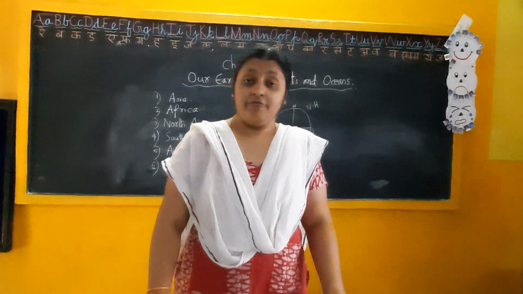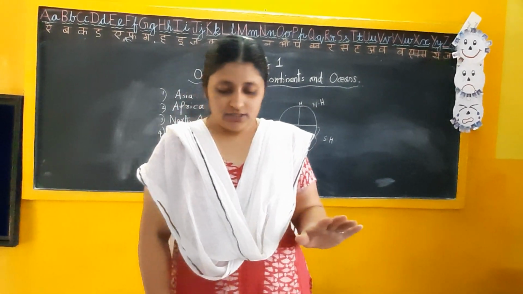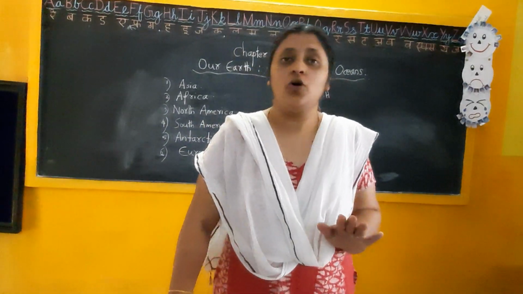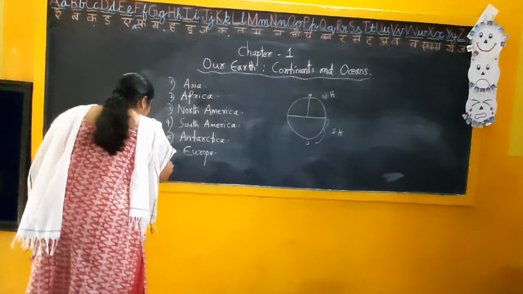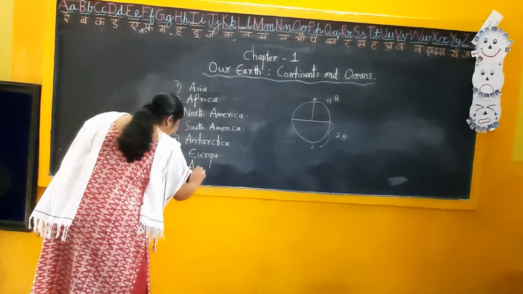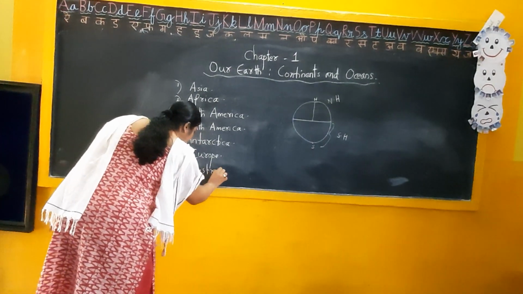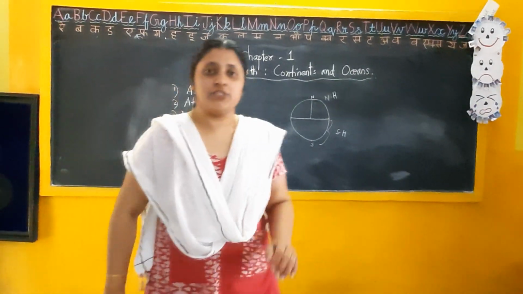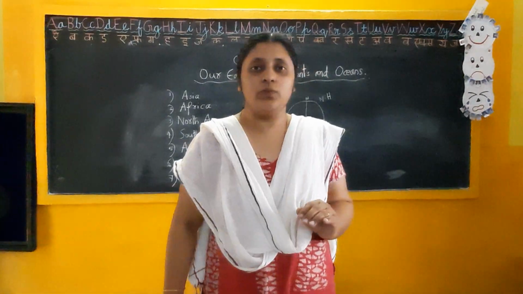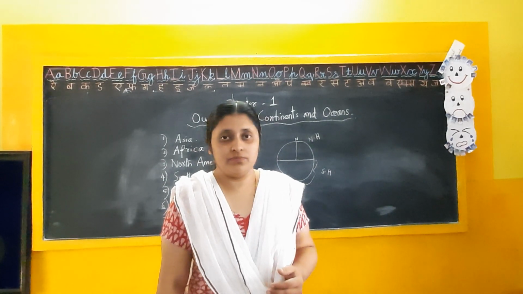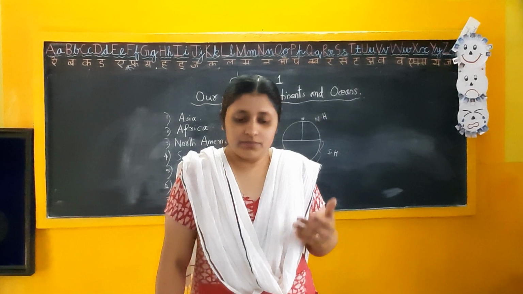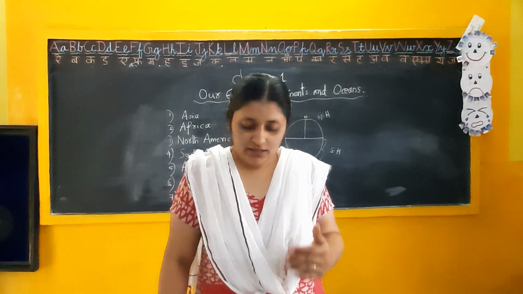And the last one, last but not the least, the smallest continent in the world, that is Australia. Seventh one is Australia. The smallest continent in the world is Australia. So Australia is the seventh continent in the world.